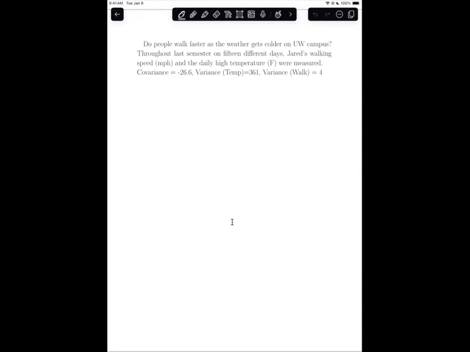So we first need to determine the hypothesis testing situation. So I'm going to start with the two variables in this case. And so our two variables are the walking speed and the daily temperature. Those are the two variables that we measured. And the level of measurement for both is ratio.